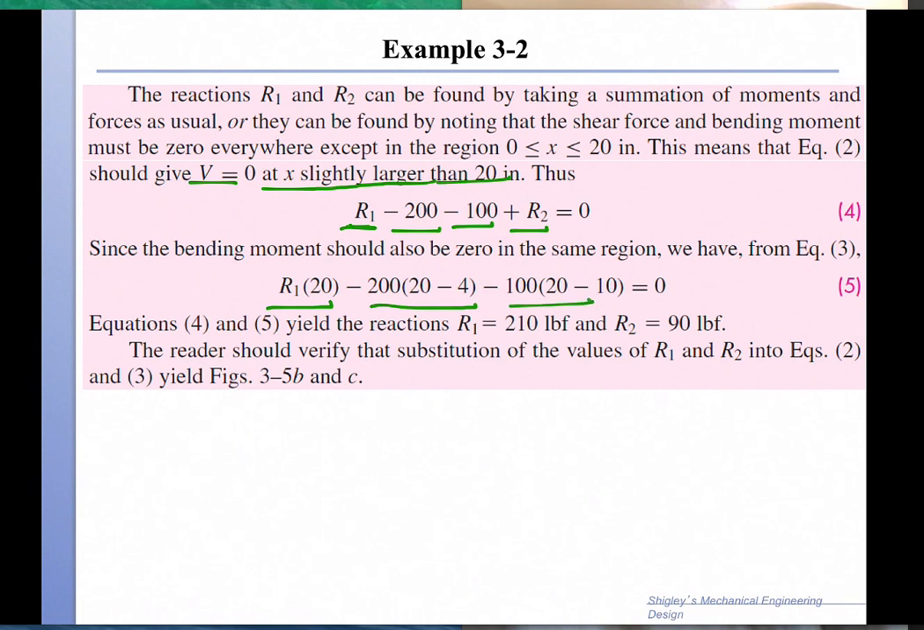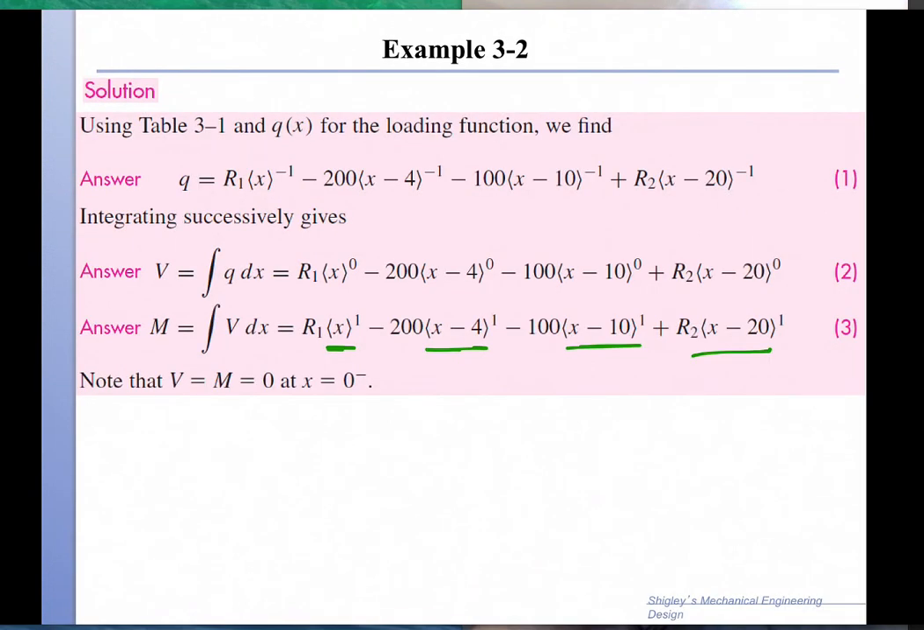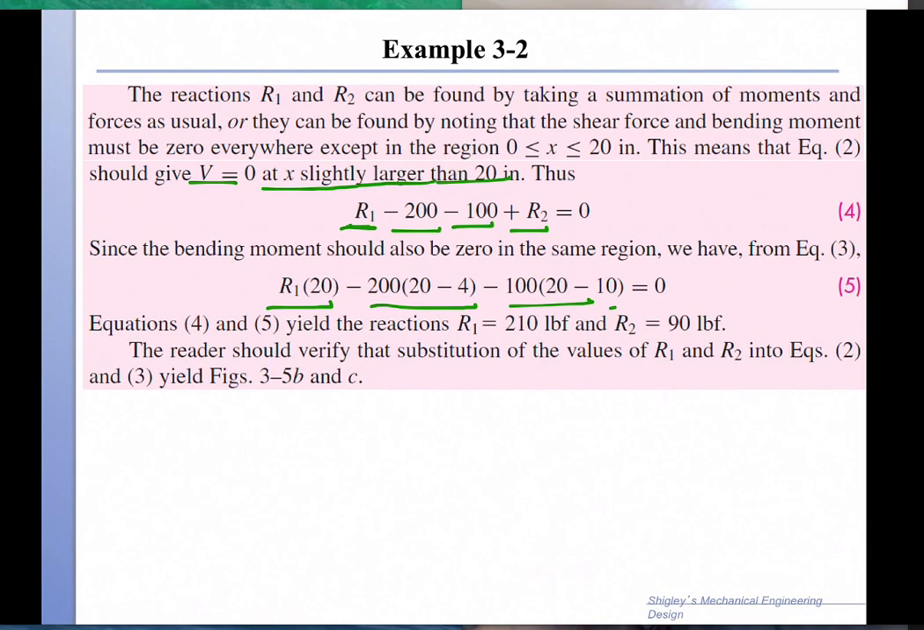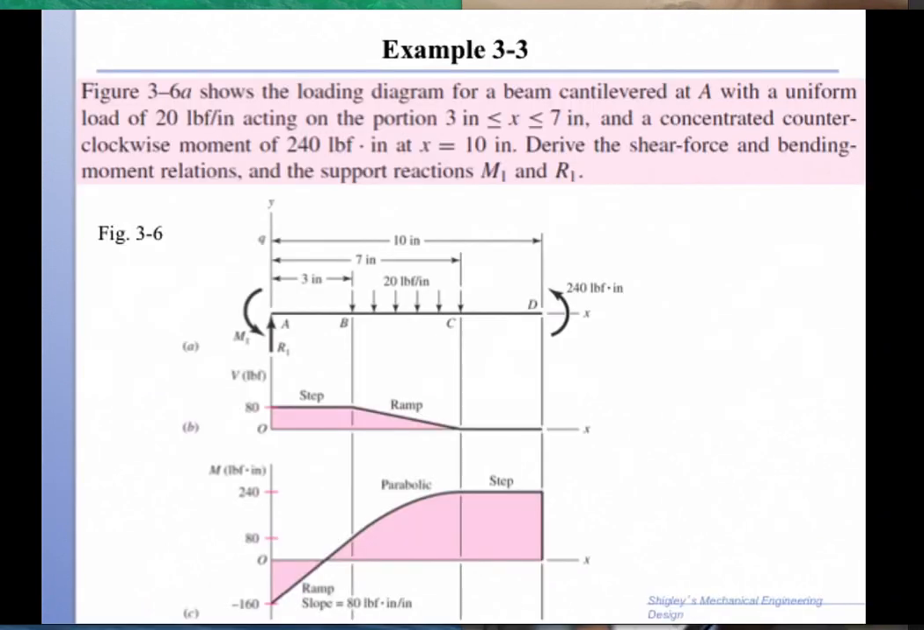And I do the same thing for the last 2. The very last one, R2, doesn't give me a contribution because x is equal to 20, so it gets 0 contribution. Solving these 2 equations and 2 unknowns gives me R1 equals 210 and R2 equals 90, exactly as we discovered from the simple solution that we developed before.